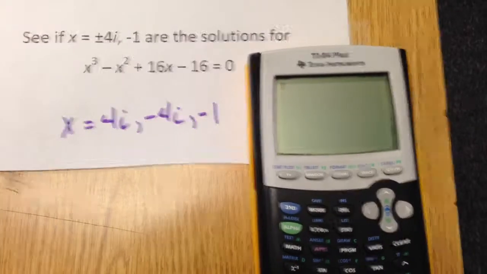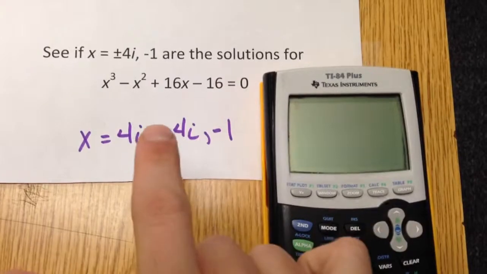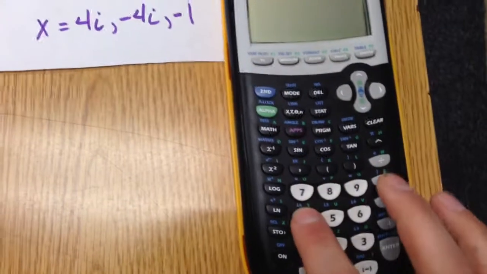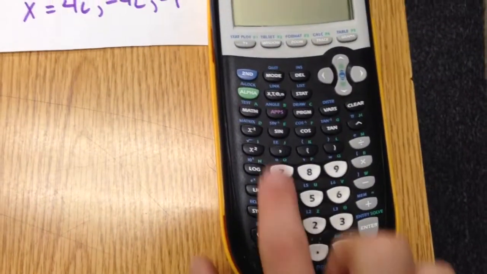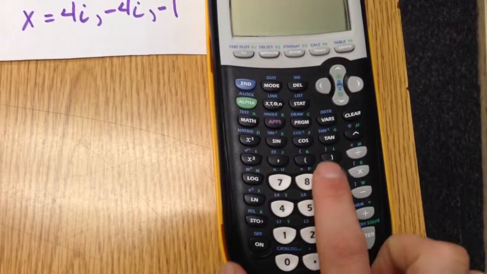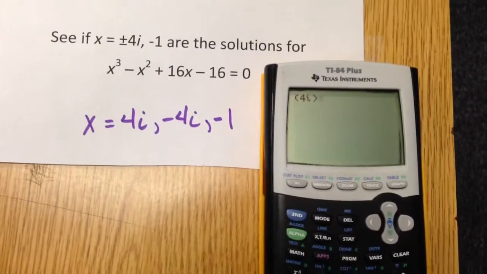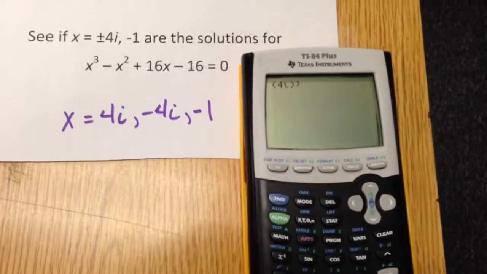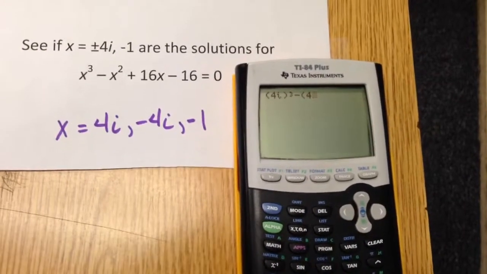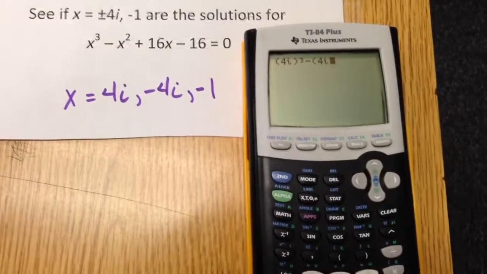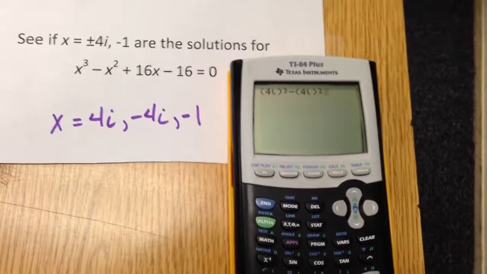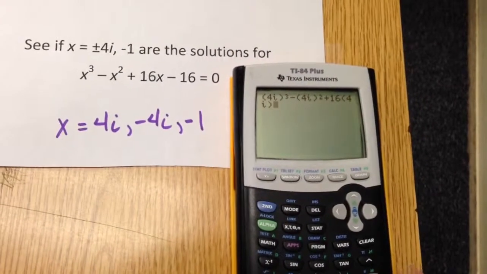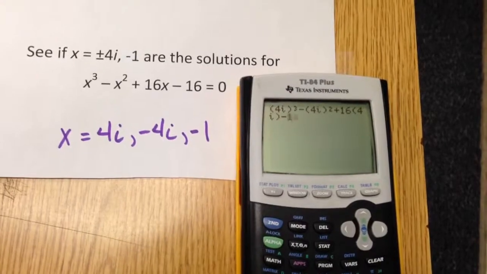Let's move this up here a little bit so we can see things better. Let's start tapping away. We're going to substitute each and every x with, let's start out with 4i. So instead of x to the third, I'm going to hit parentheses 4. And the way you put in i is right there. You hit second decimal, close it, and since it's x cubed, we're going to hit math 3 to cube it. So 4i cubed so far, minus parentheses 4, let's get our i back in, squared, plus 16 parentheses 4i, close parentheses, minus 16.